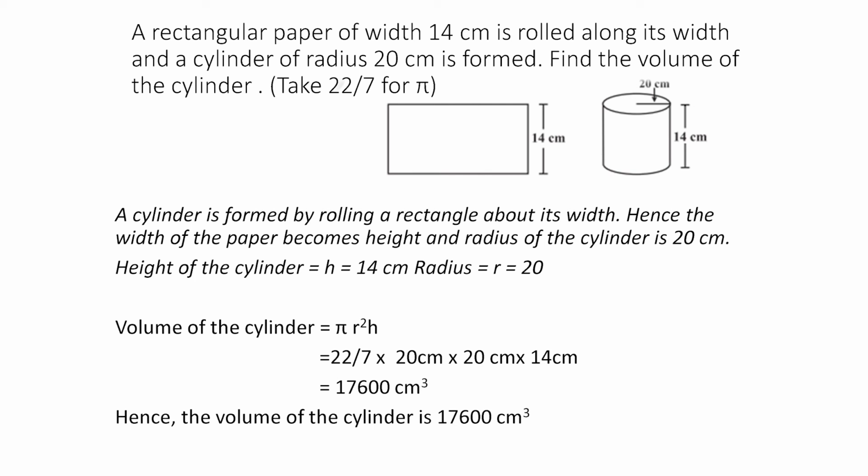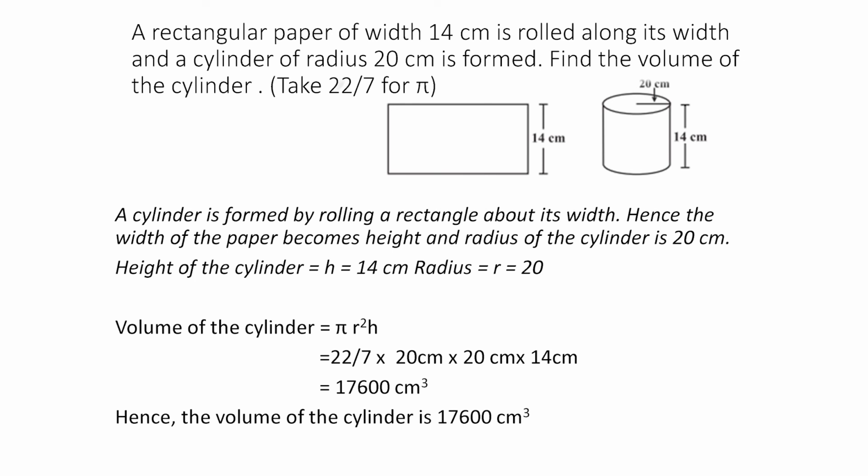Let's see one problem based on volume and capacity. A rectangular paper of width 14 centimeter is rolled along its width and a cylinder of radius 20 centimeter is formed. Find the volume of cylinder. Now, a cylinder is formed by rolling a rectangular paper about its width. Hence, the width of the paper becomes height and radius of the cylinder is 20 centimeter. Height of the cylinder H is equal to 14 centimeter and radius R is 20 centimeter.